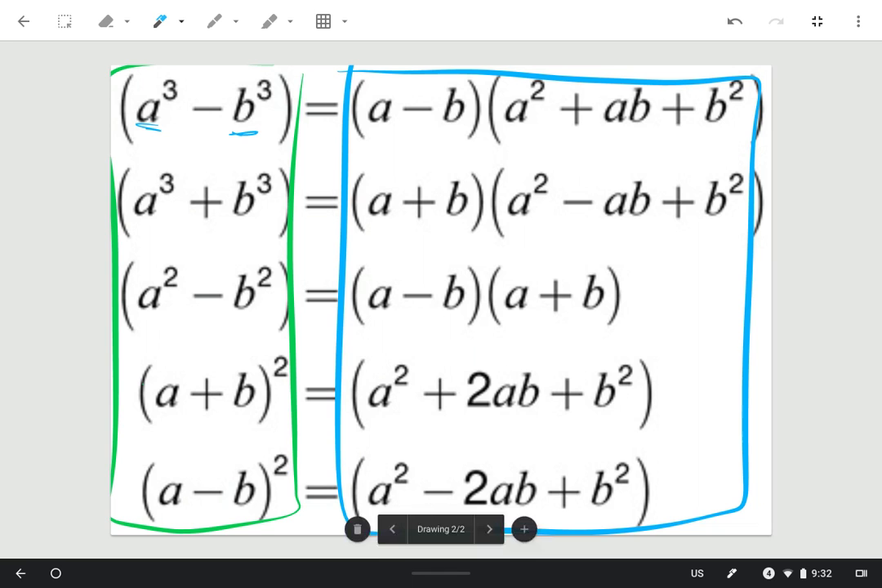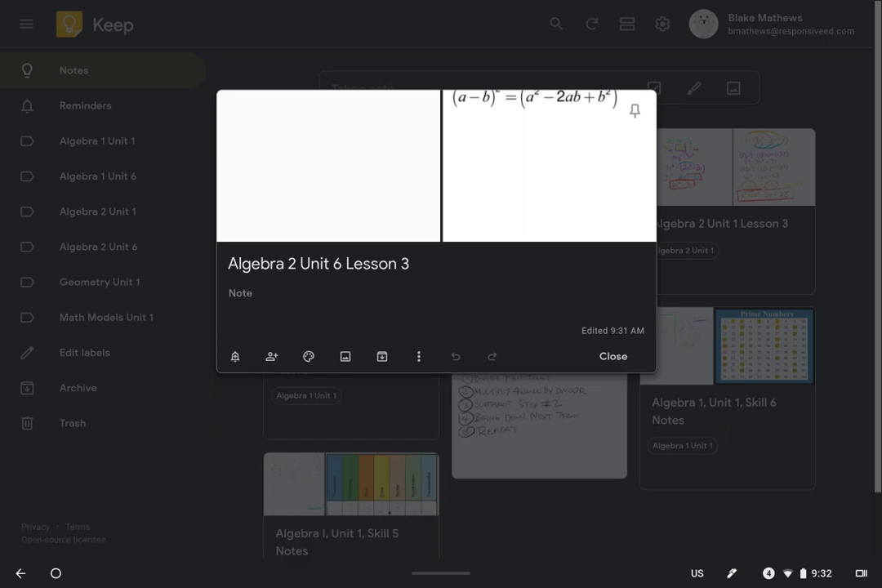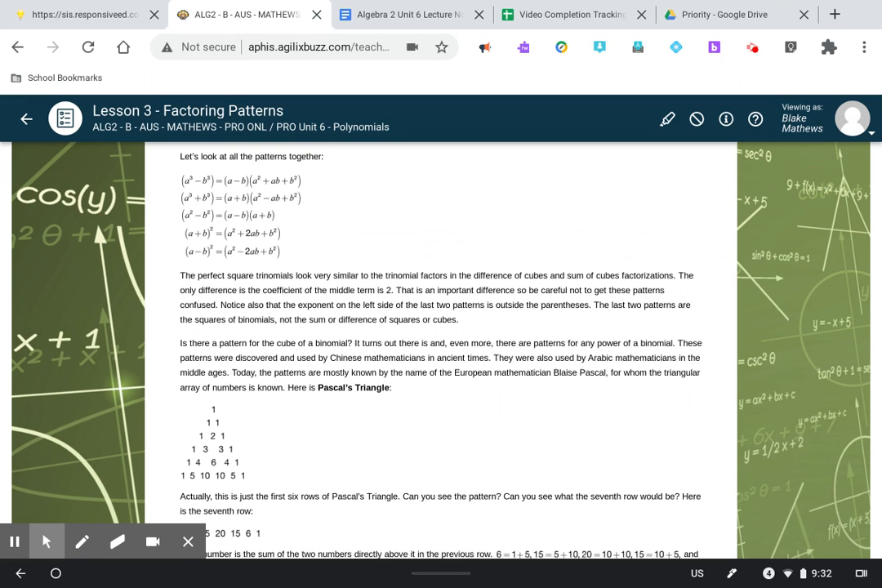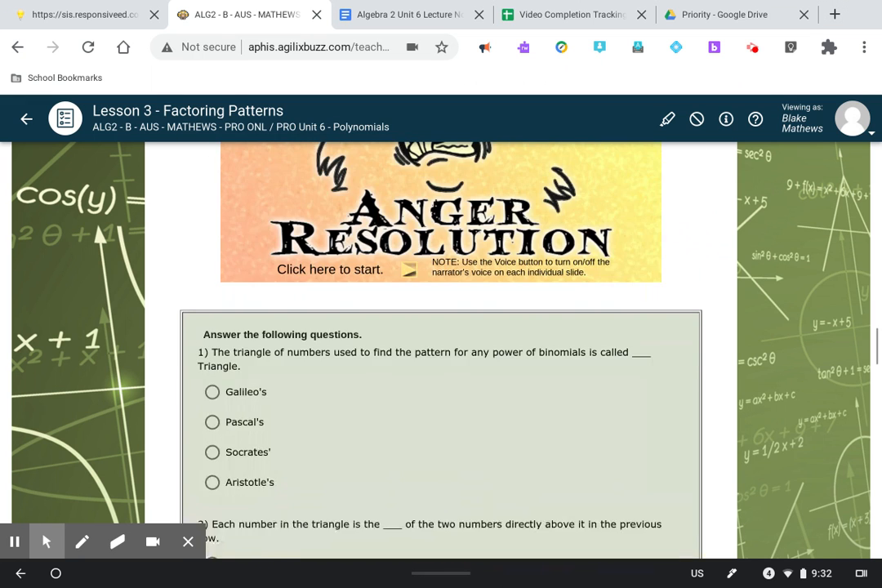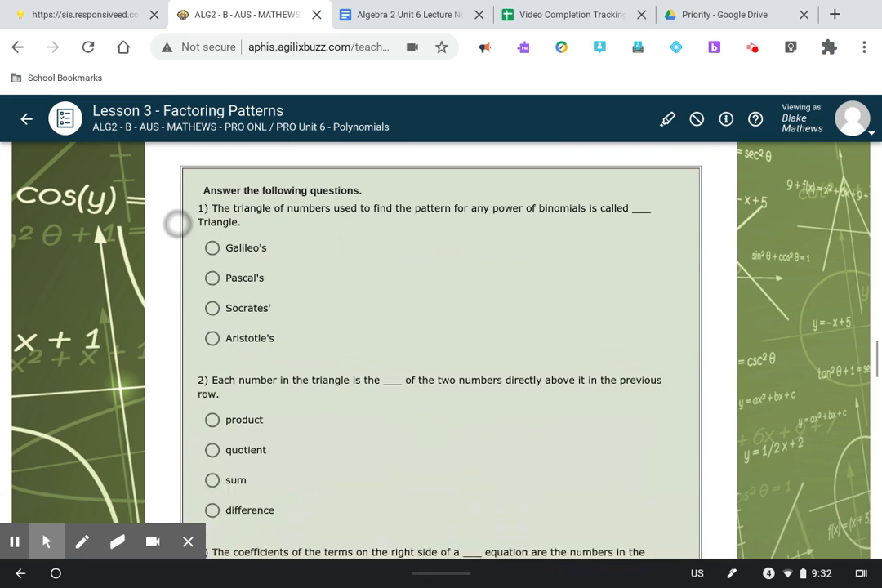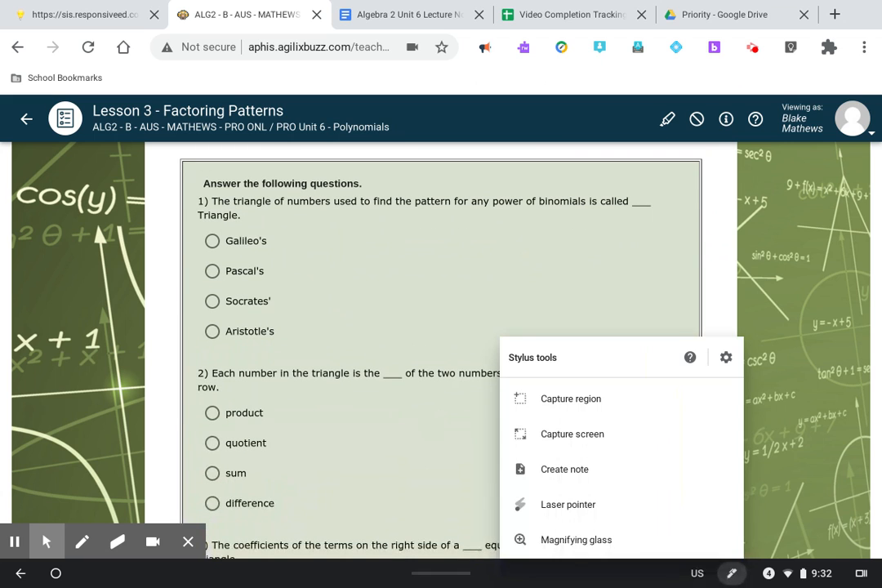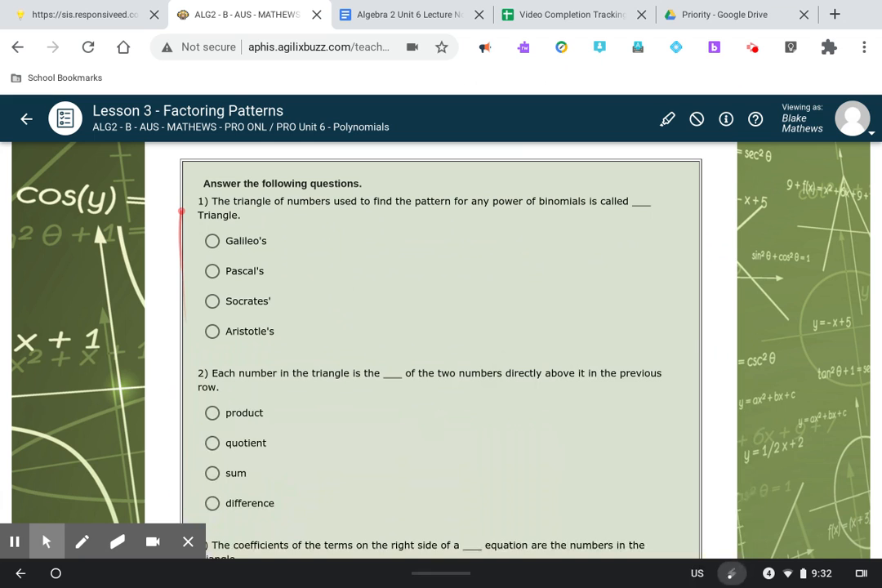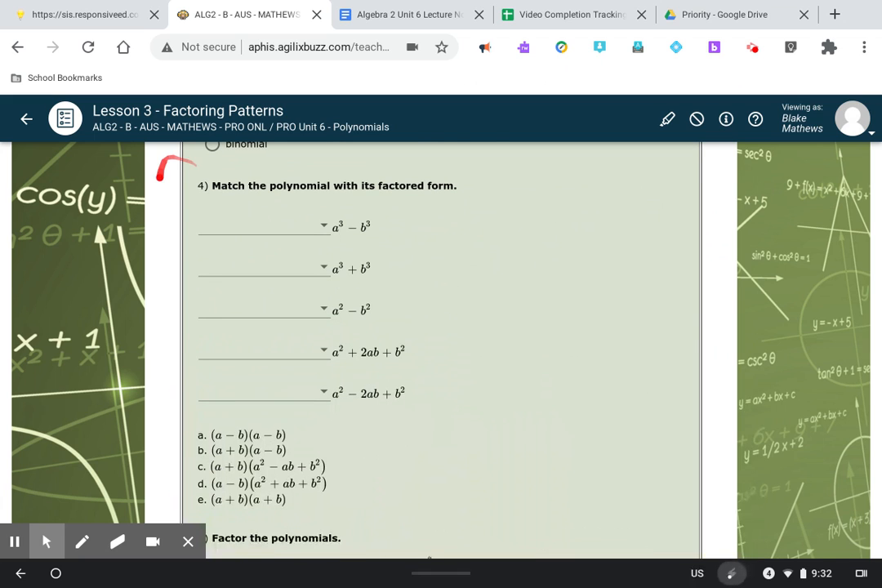So the first thing they have you do, I'm going to erase this real quick, and we'll come back to that in a second. What they have you do first is ask you a few questions about the vocabulary. Let's go down. Okay, and then on number 4, you're just going to use that list I gave you to match up the correct expansion or the factored version with the original form here. So you're just going to pick the ones that go in the right places. So go ahead and do that.